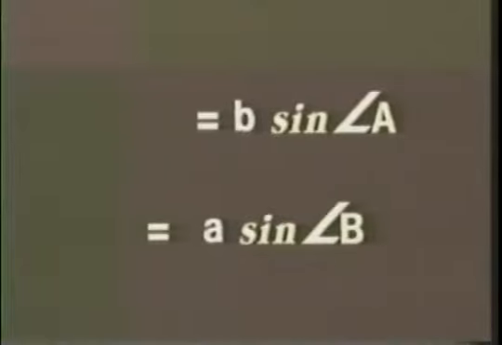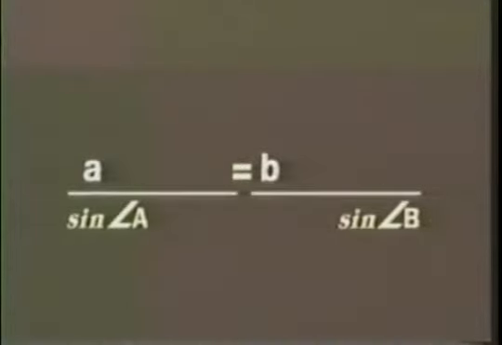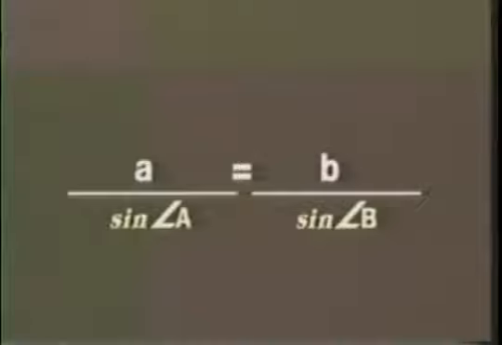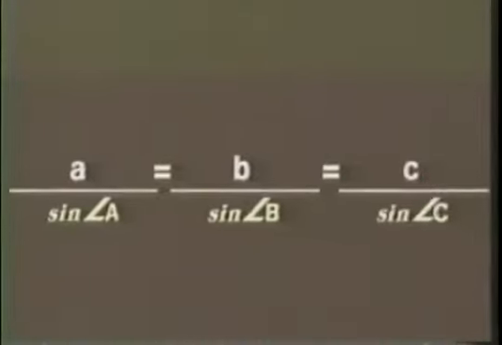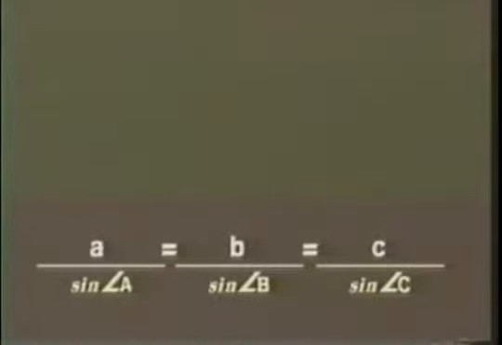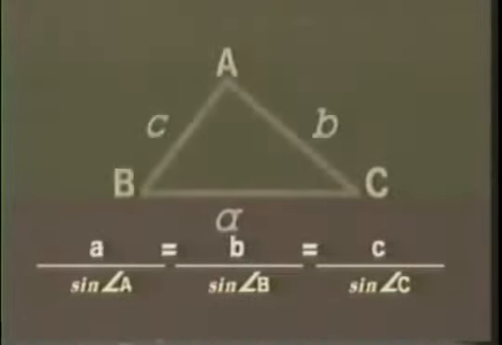Therefore, a sine B must equal b sine A. Dividing both sides by sine A sine B, we get a over sine A equals b over sine B, which, as we proved earlier, is equal to c over sine C. This, then, is the sine law and can be applied to many oblique triangles. Now, how is the sine law going to help Ed and Charlie get back on course? Let's see what we know and what we need to find out.